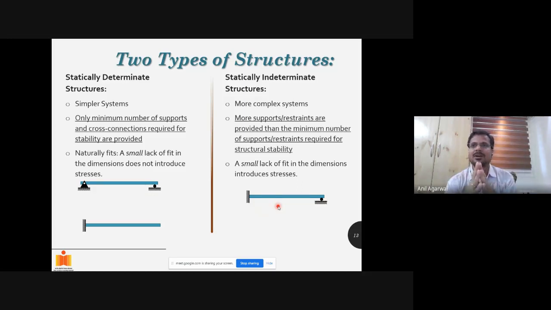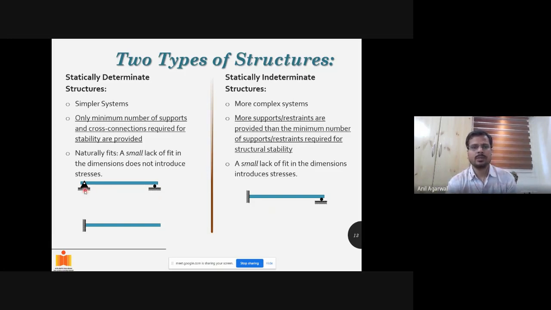All right. So how do we say what is simple? All these definitions, all the things that I'm talking about, are not exactly black and white. There is always some vagueness in these definitions, but they help a lot as an engineer. So a determinate system is a kind of system that is just held in place with the minimum number of supports and constraints.